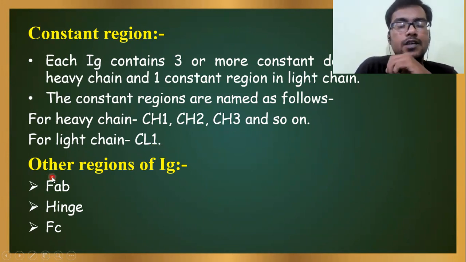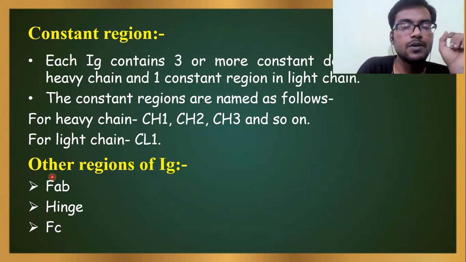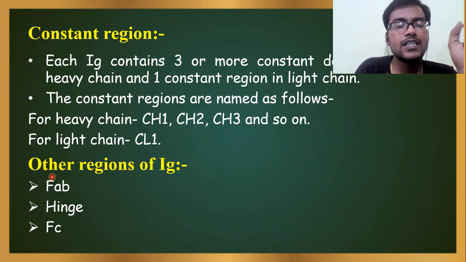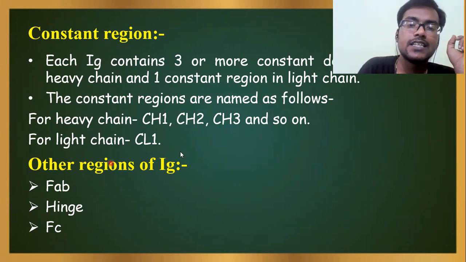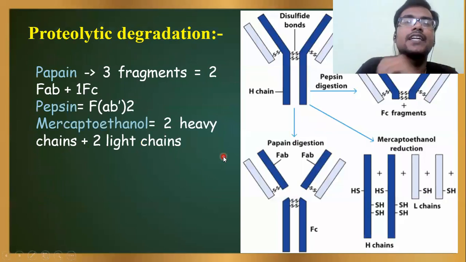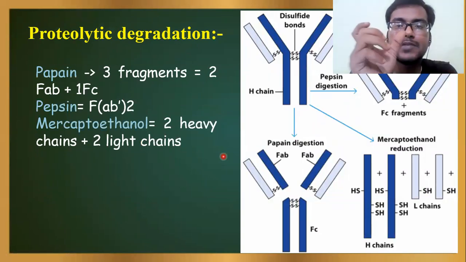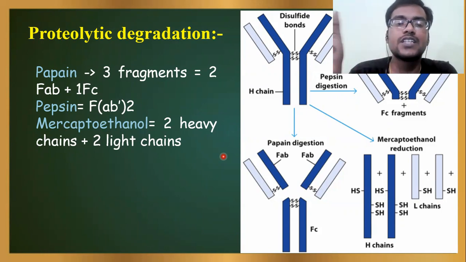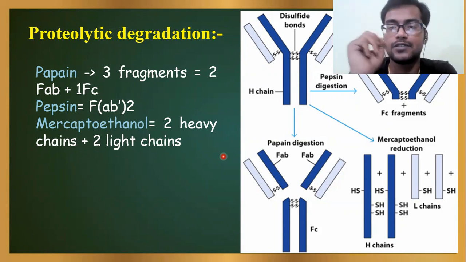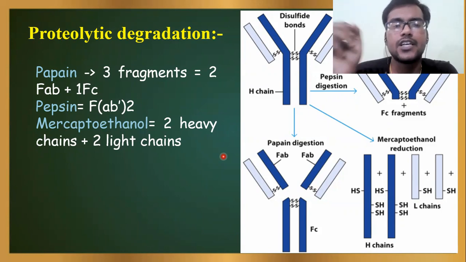Other regions of immunoglobulin: as I already discussed, what is the FAB region, what is the hinge region, and what is the FC region. Then comes the next slide, that is proteolytic degradation. As I already told, proteolytic degradation means degradation of the protein or protein denaturation. That is caused by different types of proteolytic enzymes and agents like papain, pepsin, and mercaptoethanol.